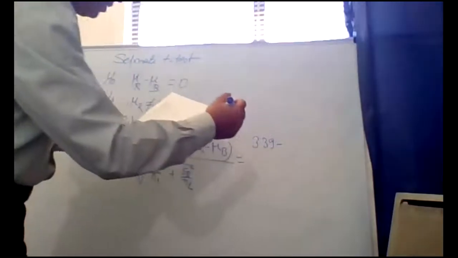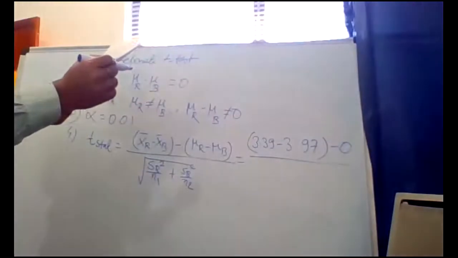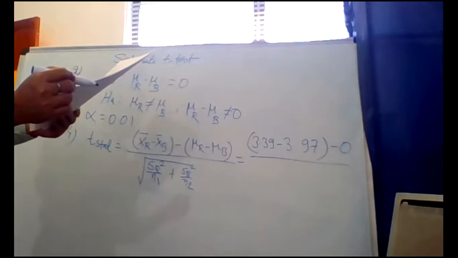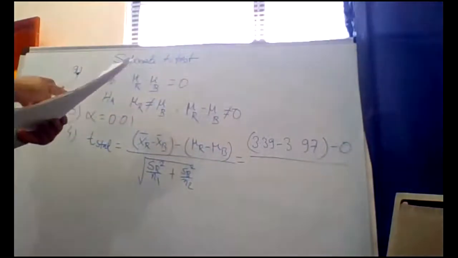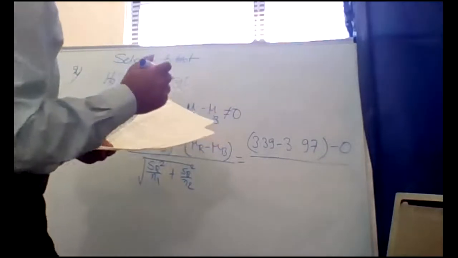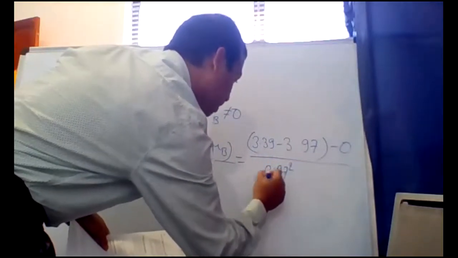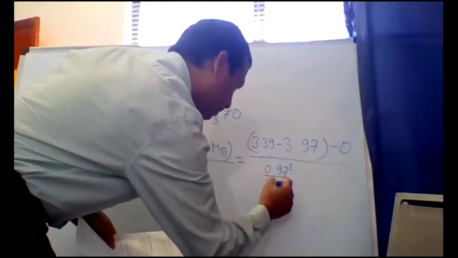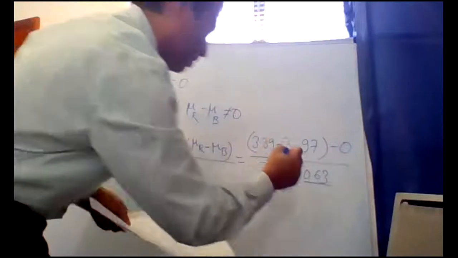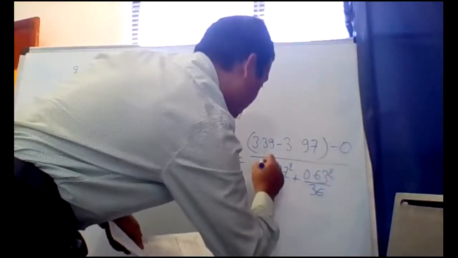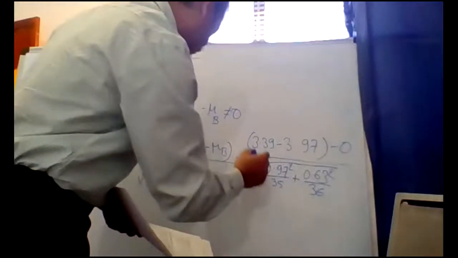So you have all the data, 3.39 minus 3.97 minus 0. Find out the value. Okay, so 3.39 minus 3.97. And then standard deviation 1 and 2. So red is 0.97, 0.97 squared by N1. What is N1? 35, plus 0.63, 0.63 squared by N2. N2 is 36. Quickly try to see what value is coming for the T stats. Anyone? Try to find out the value for T stats.